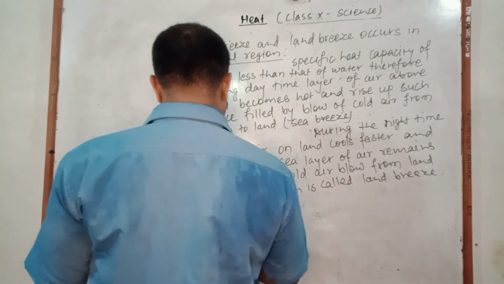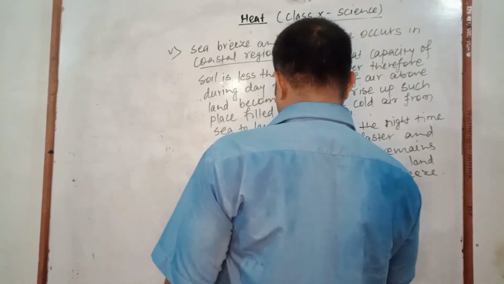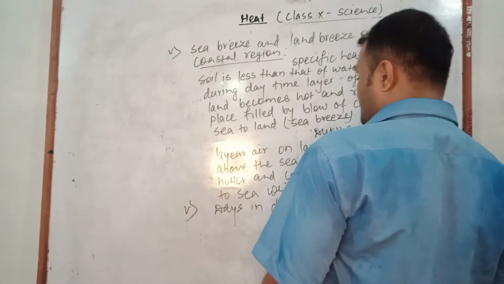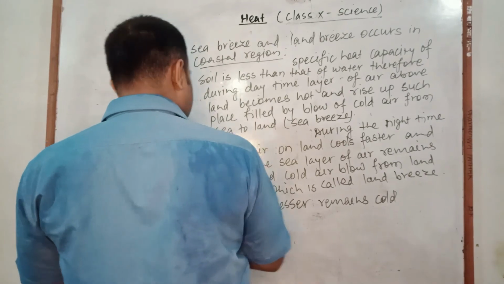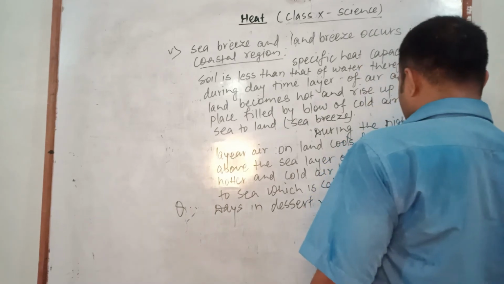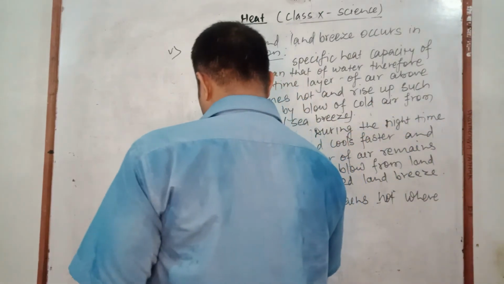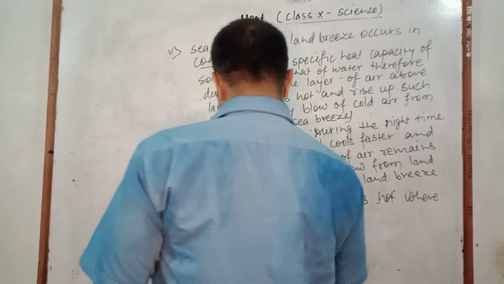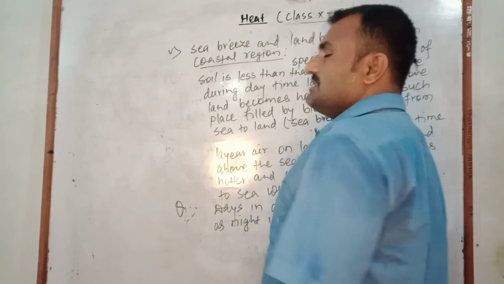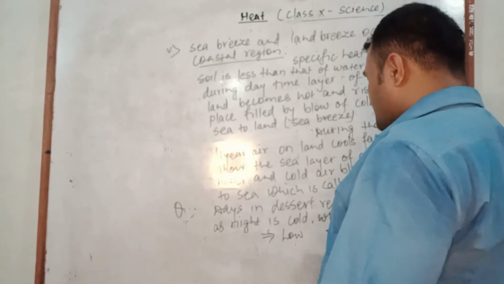Another: days in a desert remain hot, whereas nights are cold. A question may ask like that. Why? It is mainly due to the low specific heat capacity of soil.